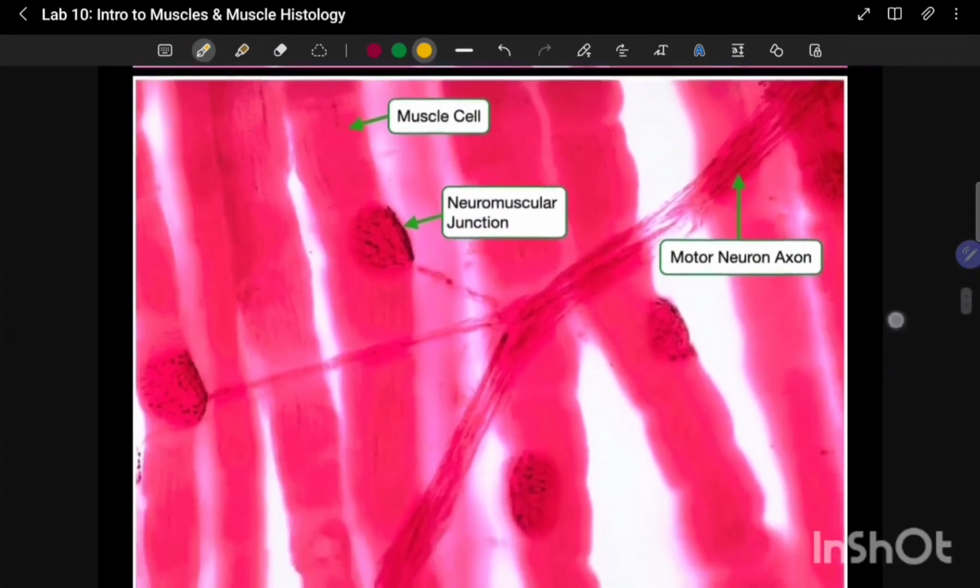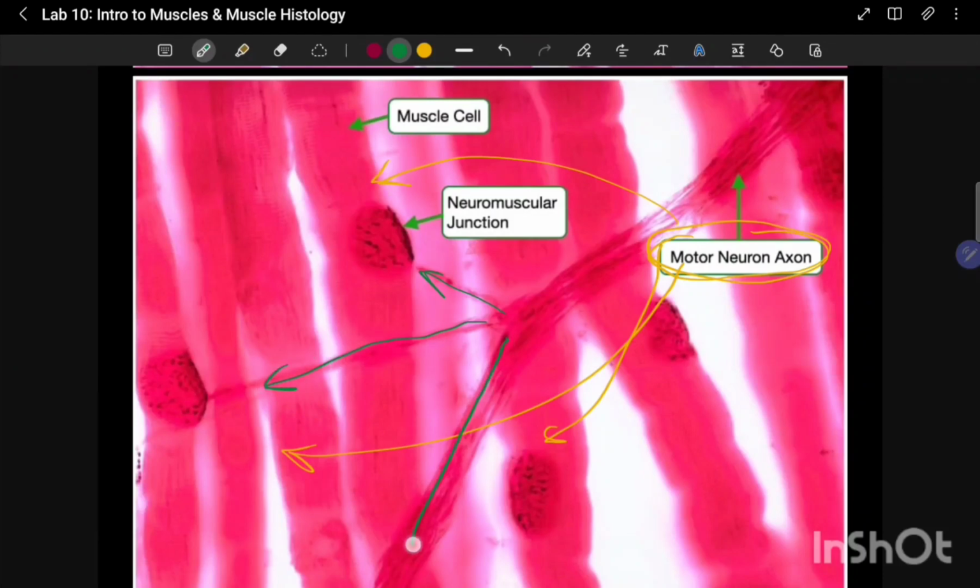And so basically a motor unit is going to be a motor neuron. So we see the axon of a motor neuron here, plus all of the muscle fibers that it innervates. So in this case, if we follow that motor neuron axon, we can see it has little offshoots here, let me mark them in green, going to specific muscle fibers.